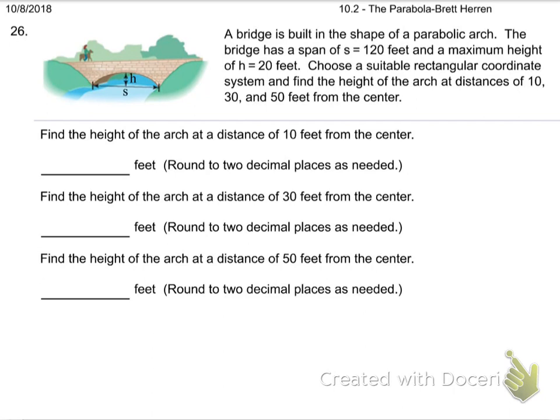But a bridge is built in the shape of a parabolic arch. The bridge has a span of 120 feet and a maximum height of 20 feet. So that means across here is 120 feet. And the height of the bridge, just right in there, see where that little H is? The height from the water to the bottom of the bridge is 20 feet. Choose a suitable rectangular coordinate system, like make up an axis system, and find the height of the arch at distances of 10, 30, and 50 feet from the center.